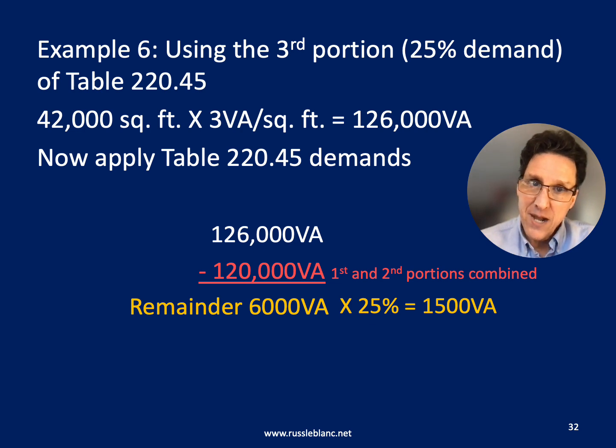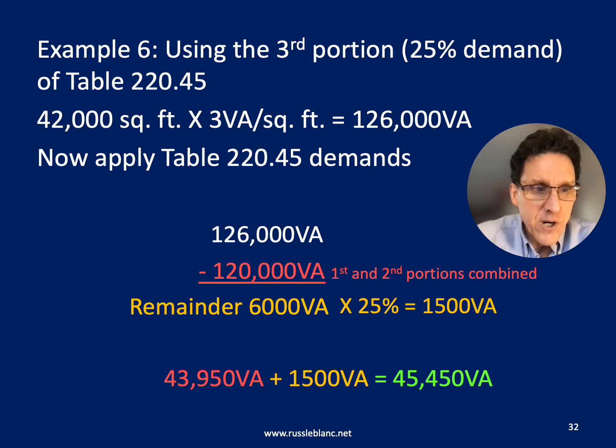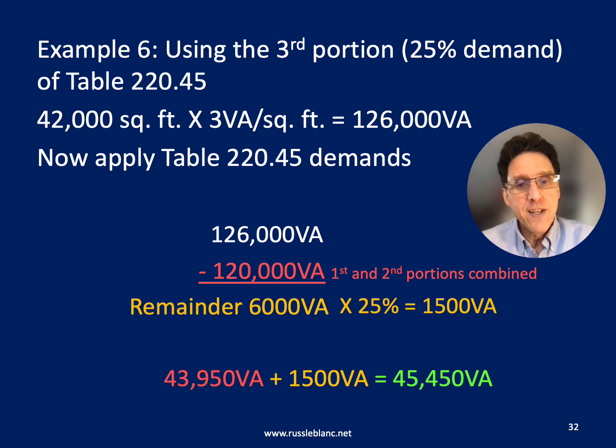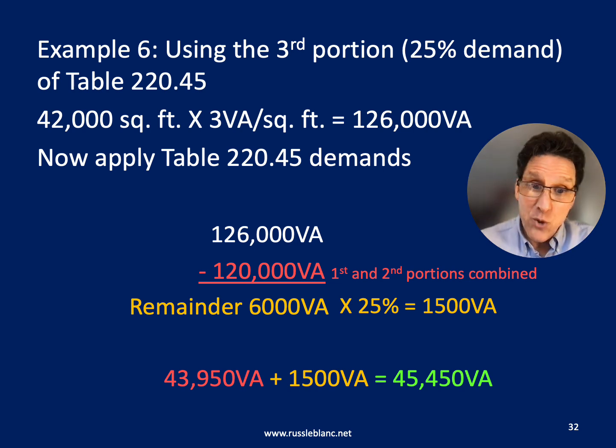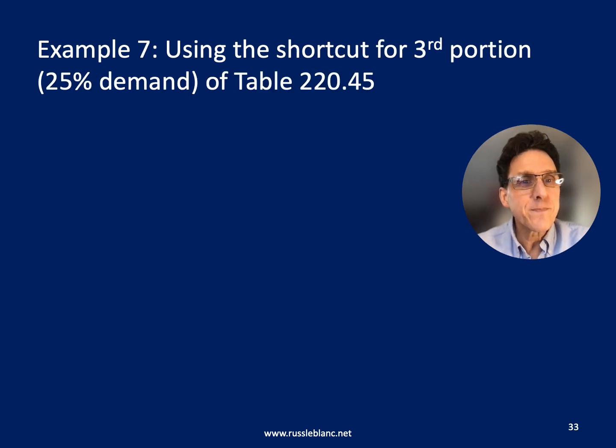Now we add that magic number 43,950 back in. There it is, 43,950. That's the first two portions after the demands are applied, and then add it together. It's 43,950, and then we add that to the third portion, which is 1,500 volt amps, and we're back to that 45,450 volt amps. I hope you like that shortcut, because I think it might be able to save you a couple minutes on the exam, and it could make it a little easier out in the real world if you're just trying to do the math. Hopefully you like that. Okay.